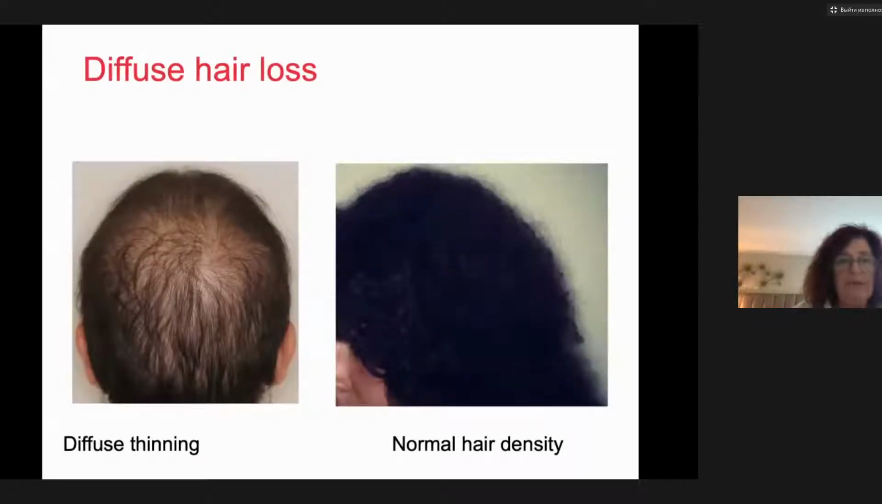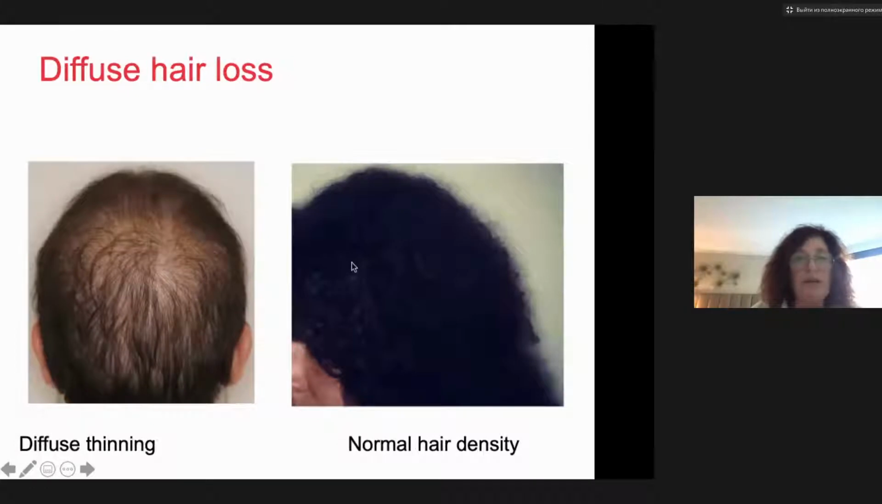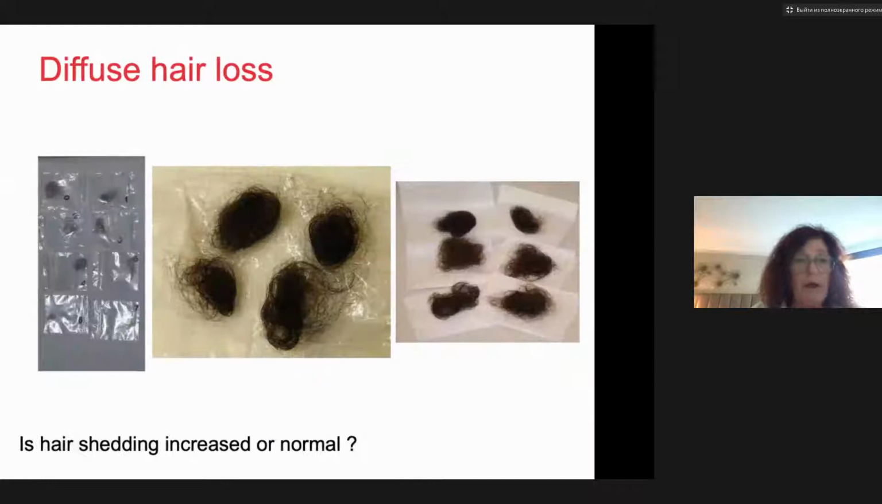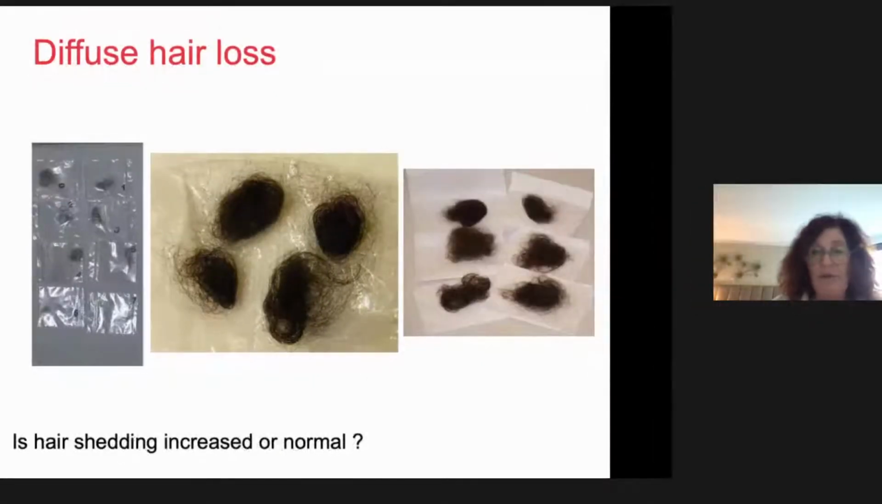So when we talk about diffuse hair loss, we have to think when we see a patient. We may have a patient with diffuse hair loss, like this patient who complains of very diffuse hair thinning, or you may have a patient like this that may look absolutely a normal density, but who complains of excessive shedding, because also the excessive shedding is often diffuse. And sometimes it's very difficult for us to understand if the shedding is normal or if it is increased.